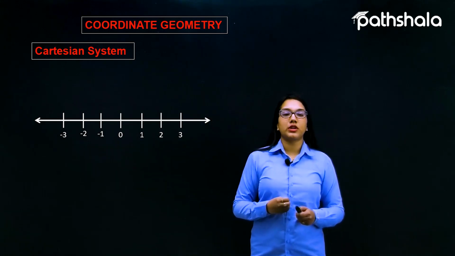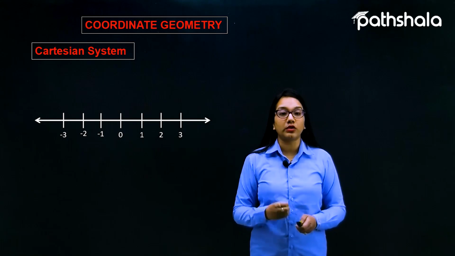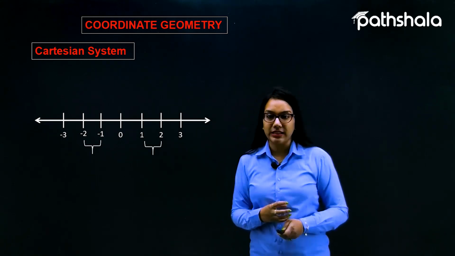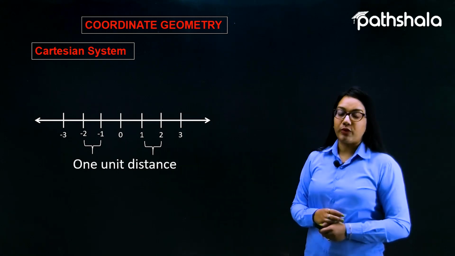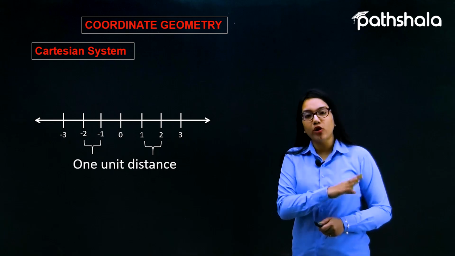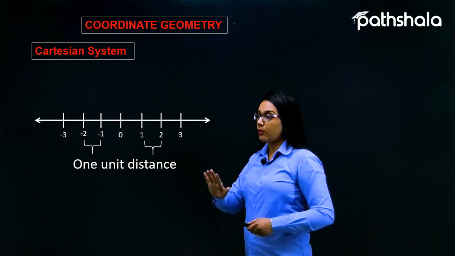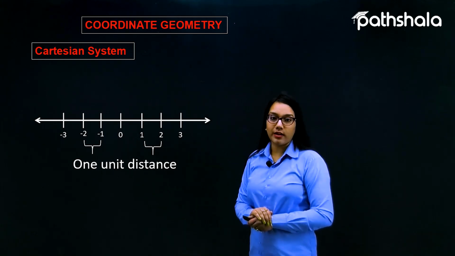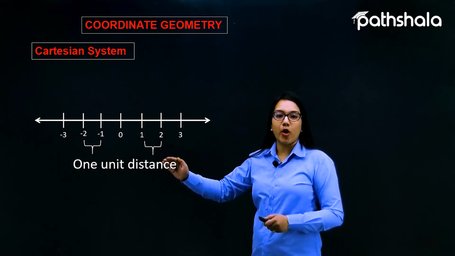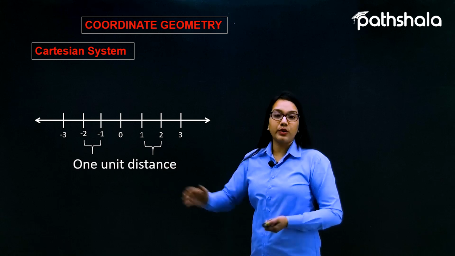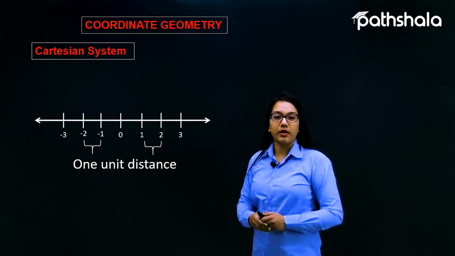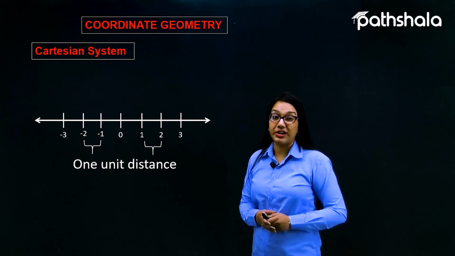Let us suppose we are calling this horizontal line, or the horizontal axis, x dash. But before that, we are talking about the 1 unit distance. As we all are aware, the distance between all these points is nothing but 1 unit distance. The numbers lying on a number line are always at a 1 unit distance.